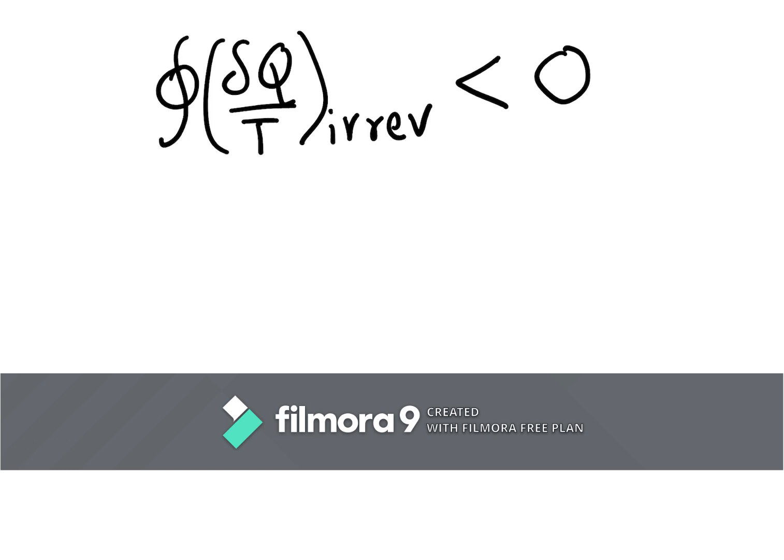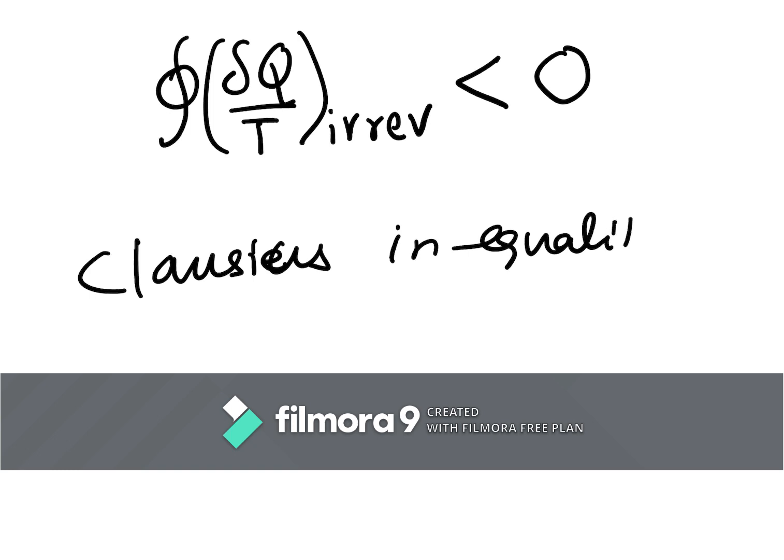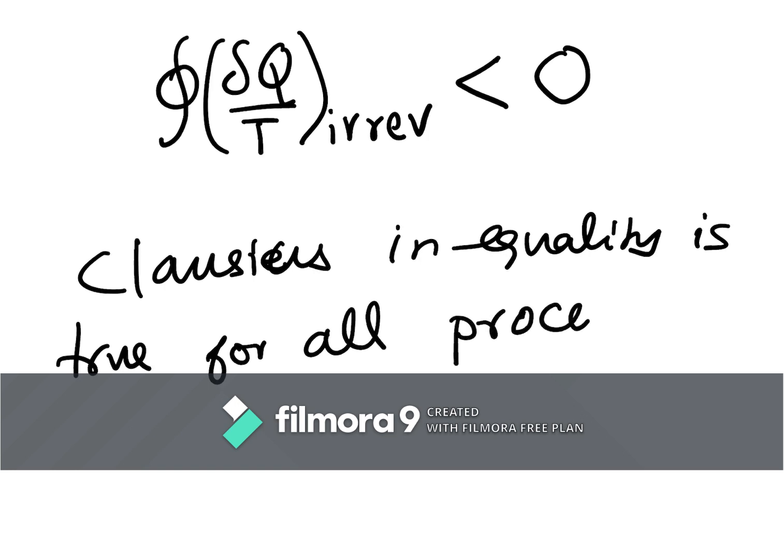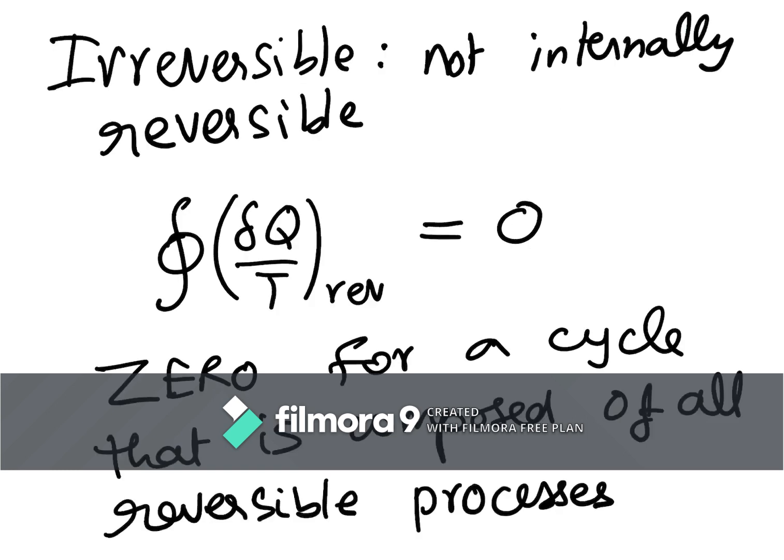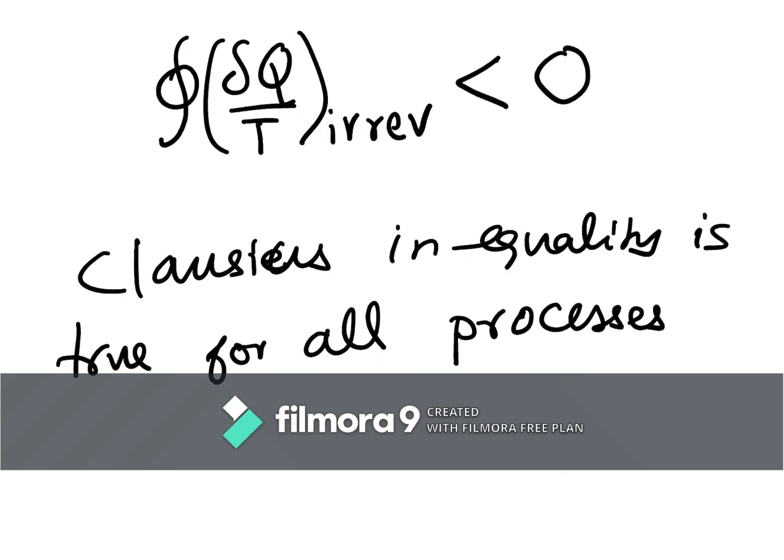So you have this Clausius inequality, which is true for all processes. The integral of delta Q over T is 0 for a reversible process, and delta Q over T is less than 0 for an irreversible process.